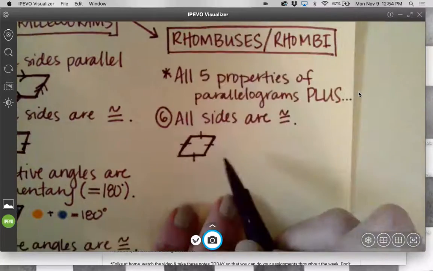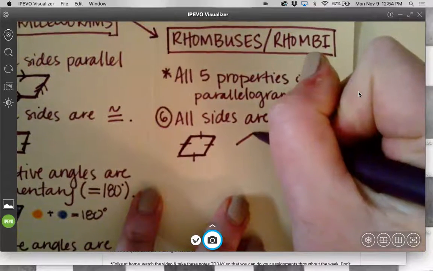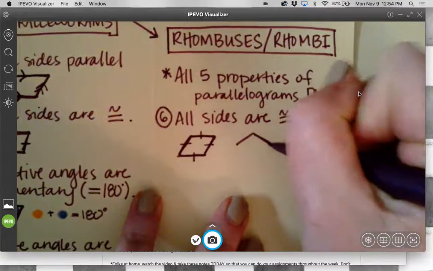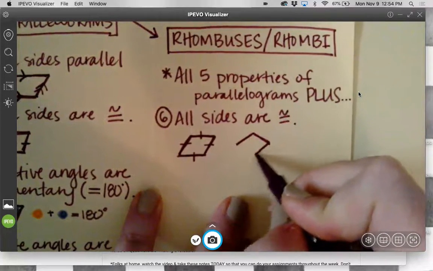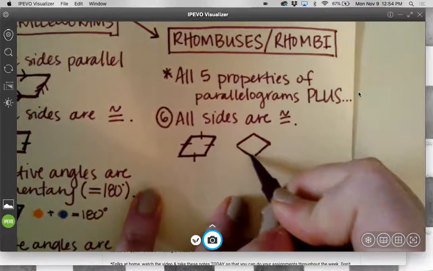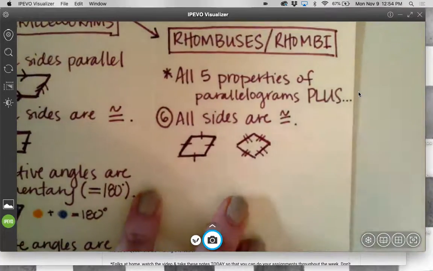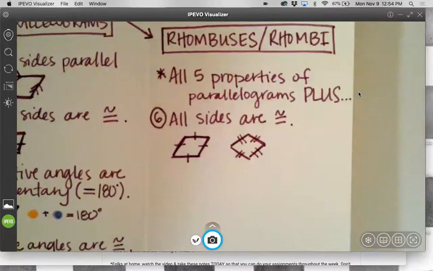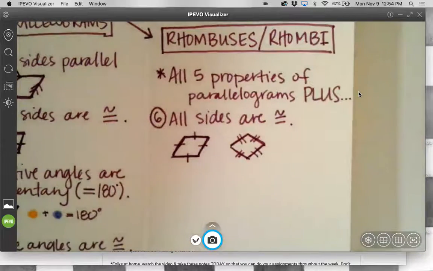So I'm also going to draw this a different way. Another way that you might see a rhombus is kind of tipped up on its side, and it's going to look kind of like a diamond. So both of those are some pretty normal ways to see a rhombus. I just don't want you to think that it has to be tipped up on its side as a diamond in order to be a rhombus, or that it has to be kind of flipped over flat like this to be a rhombus. Both of them are acceptable.